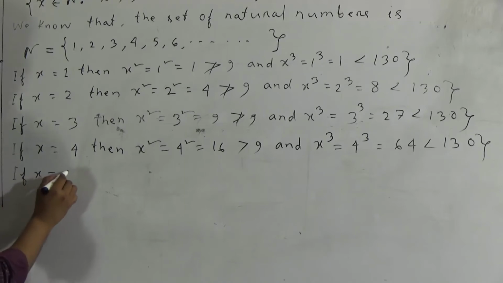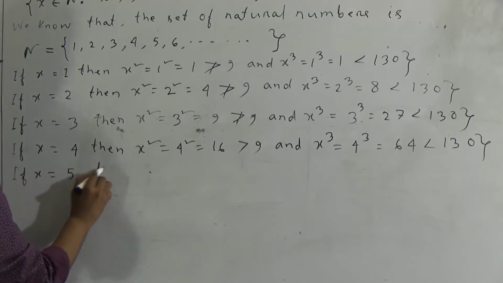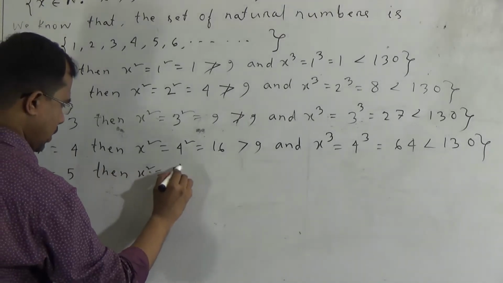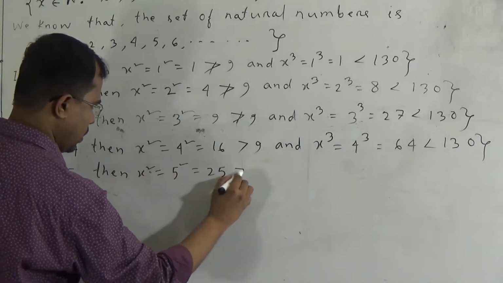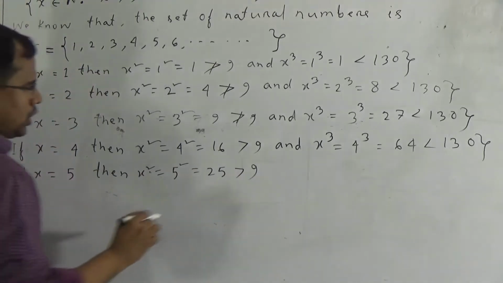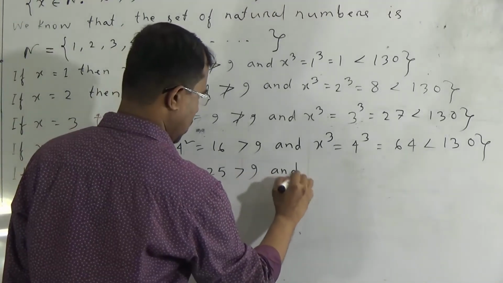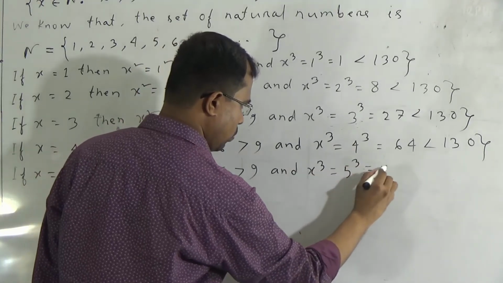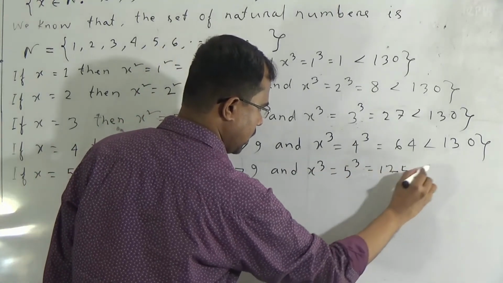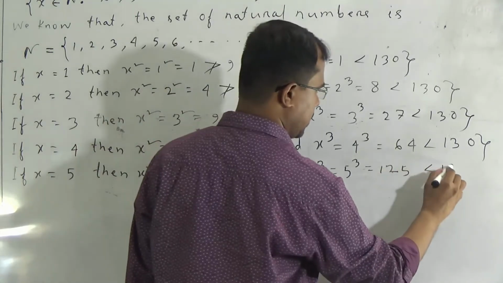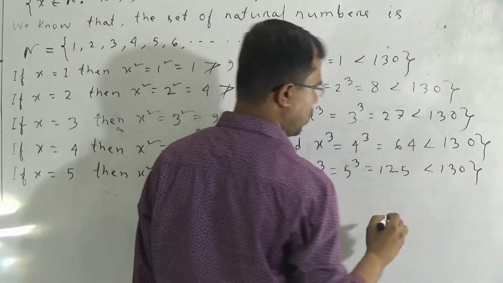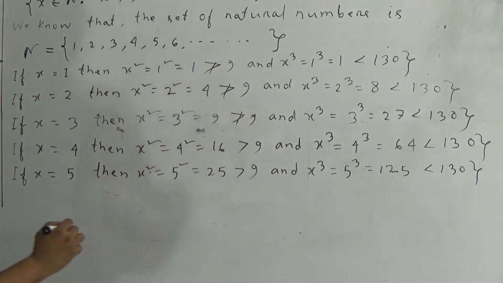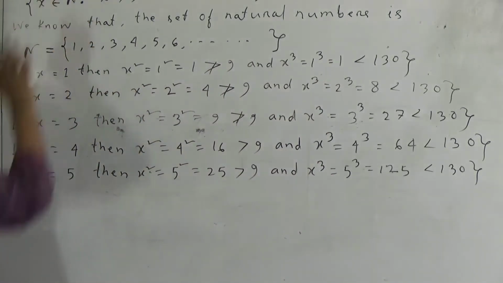If x equals 5, then x squared equals 5 squared, and 5 squared equals 25. 25 is greater than 9. And x cubed is equal to 5 cubed, which is 125. It's less than 130. That means x equal to 5 also follows both conditions. So we can take x = 5 as an element of this set.